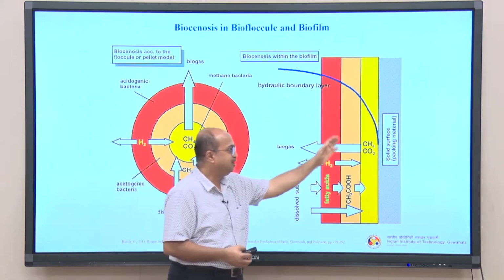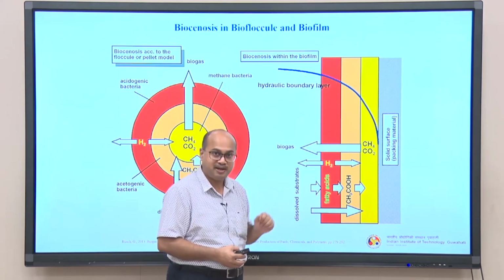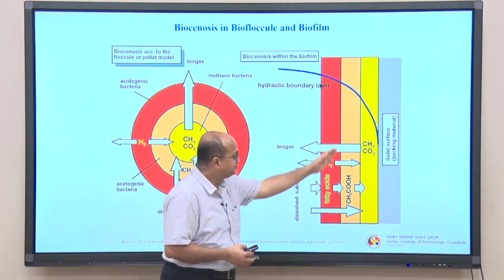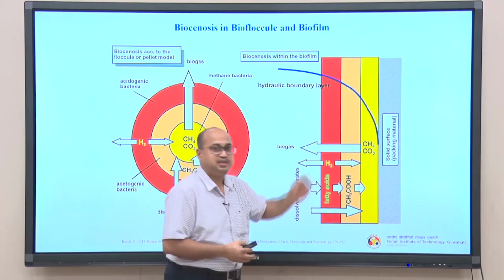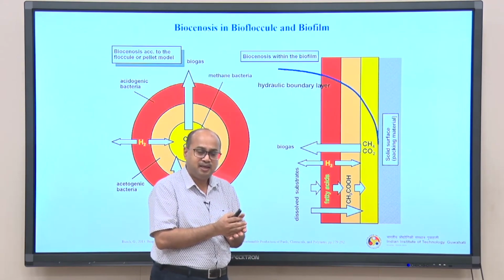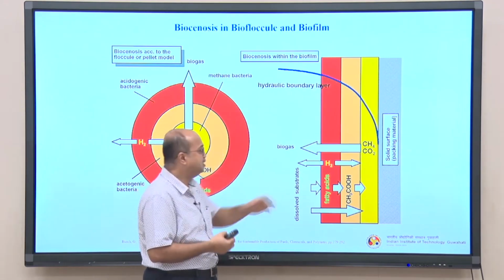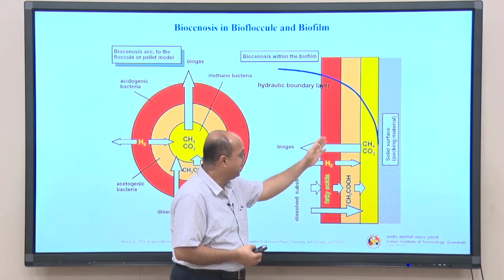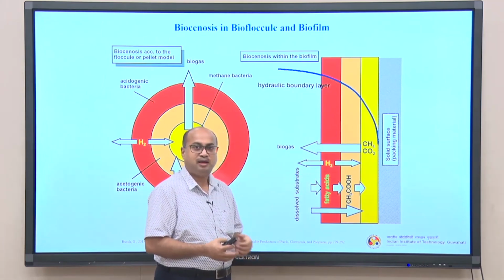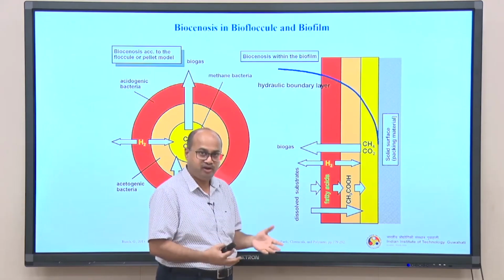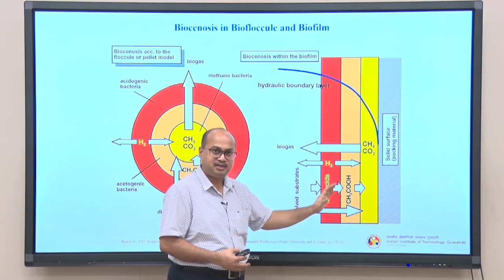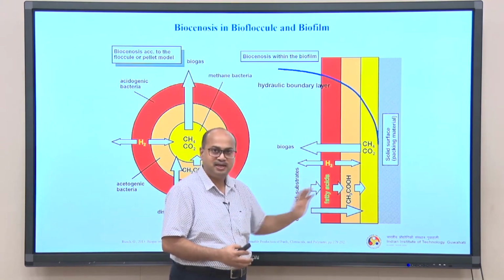When we are talking about film type of growth over a solid surface, you can see that here we have methanogenic bacteria present immediately on the surface of the host, or the solid surface. Above that are acetogenic bacteria and above finally acidogenic bacteria, which are exposed to the bulk, or you can say to the feed.